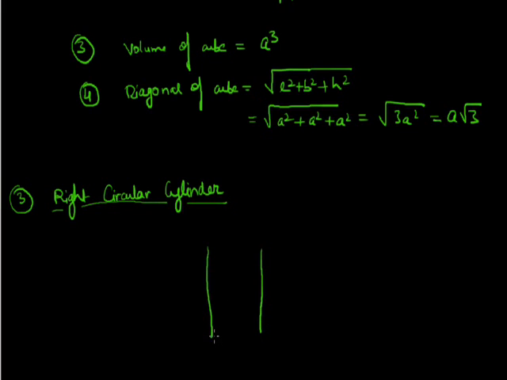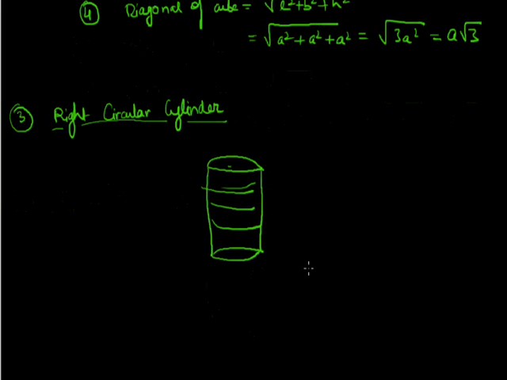Like if you take any pipe or any pole, its vertical part is always curved, and its top and bottom part is the flat circular part. So this kind of figure is always known as the right circular cylinder. We have seen many examples of right circular cylinder.